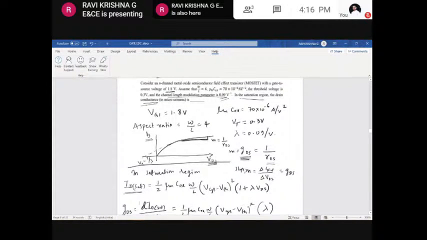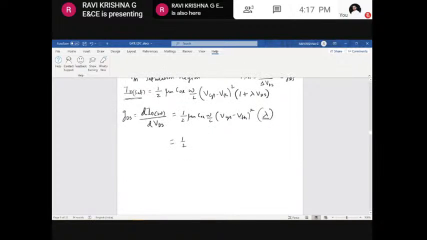Let's look at this. Mu N C naught x is given, it is 70 into 10 power minus 6 ampere per volt square. W by L is given as 4, VGS is given as 1.8 volts, the threshold voltage VTH is given as 0.3, and the channel length modulation parameter lambda is 0.09 per volt. Now just substitute all these values.